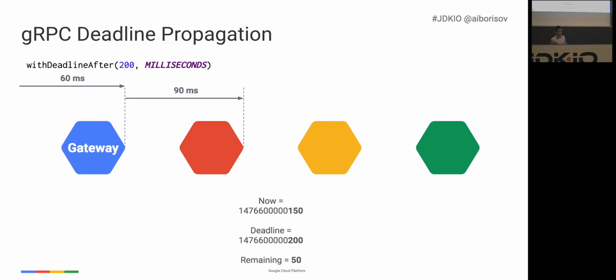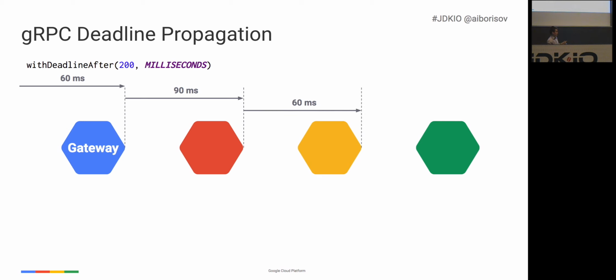And if the next call took 90 milliseconds, when the read service makes an outgoing request, the current time is 150 now, the deadline 200, remaining time 50 milliseconds. Then the yellow service processes the call in 60 milliseconds, and now the yellow service is ready to call the green one, but the current time is 210 already.